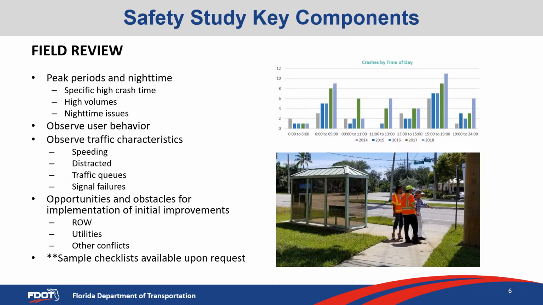is critical. You additionally want to look at geometrics, the opportunities and obstacles for some of the preliminary improvements that have been identified. Are there right-of-way concerns? Are there utility concerns, sight distance obstructions, etc.? Paying close attention to the geometrics for not only what could be changed to mitigate crash problems, but also what could be obstacles to potential solutions to those crash problems.